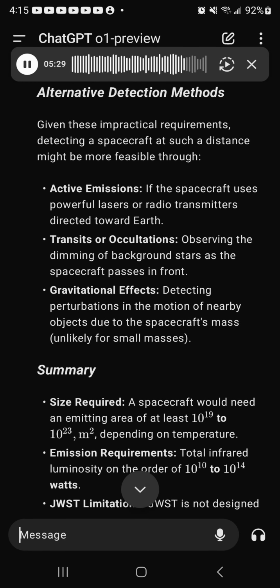Alternative detection methods. Given these impractical requirements, detecting a spacecraft at such a distance might be more feasible through active emissions, if the spacecraft uses powerful lasers or radio transmitters directed toward Earth. Transits or occultations, observing the dimming of background stars as the spacecraft passes in front. Gravitational effects, detecting perturbations in the motion of nearby objects due to the spacecraft's mass, unlikely for small masses.